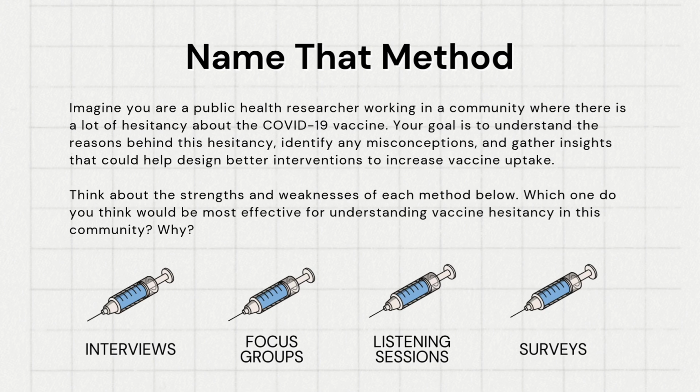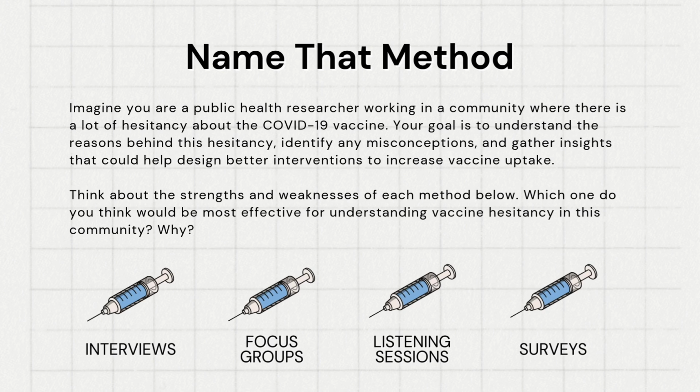Think about the strengths and weaknesses of each method below. Which one do you think could be the most effective for understanding vaccine hesitancy in this community? Please pause the video and think through each of the options. There may be certain methods that make the most sense here, but there is no right or wrong answer.